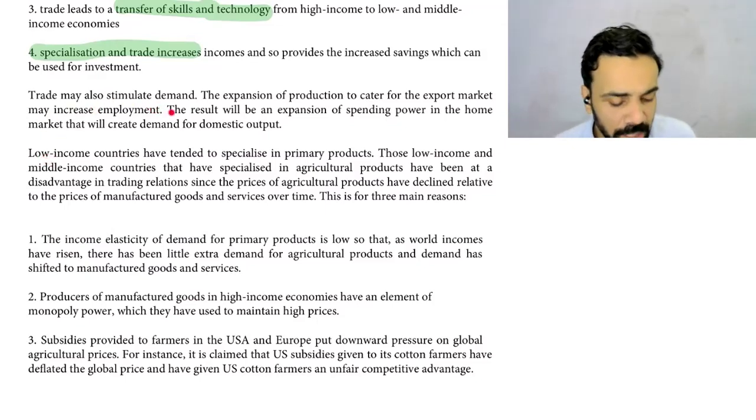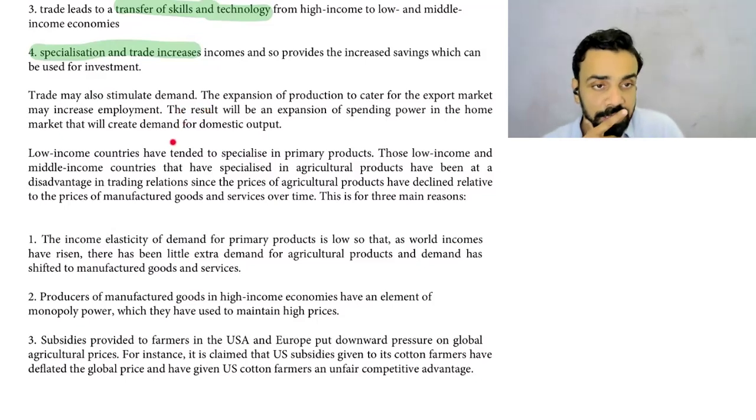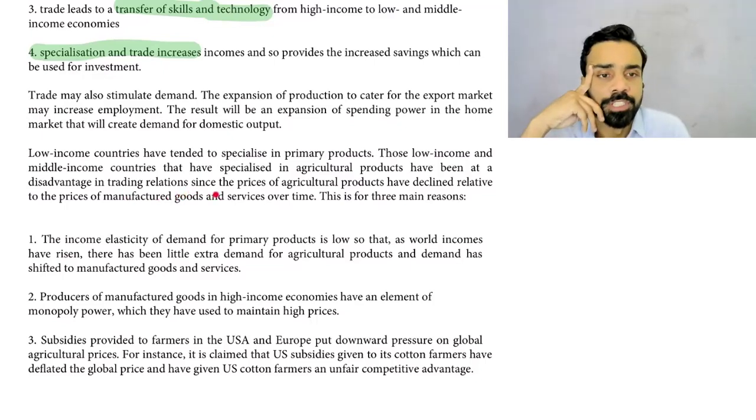whereas trade may demand or stimulate demand and economies might grow and that might help us, low income countries have tended to specialize in primary goods. हमने पहले भी बात की है, प्राइमरी गुड्स जो है यूजली इनकम इनेलास्टिक होती हैं, तो chances are that you might actually not benefit from this whole thing. ठीक है? तो यहाँ क्या लिखा, that have specialized in agriculture products have been at a disadvantage in trading relations since the price of agriculture products have declined.